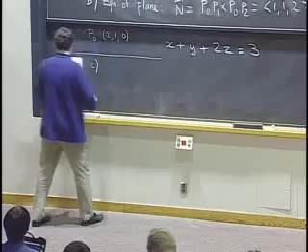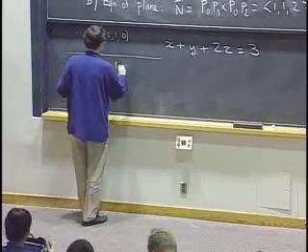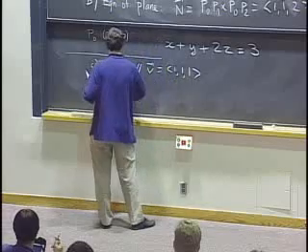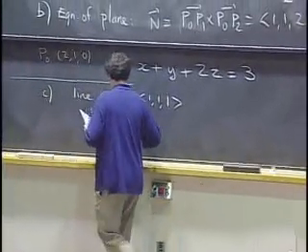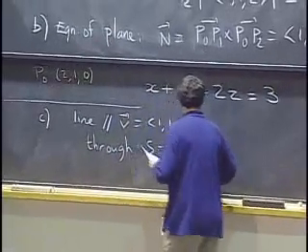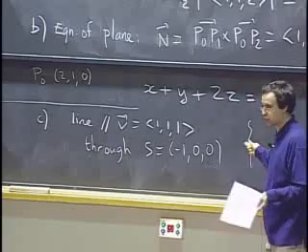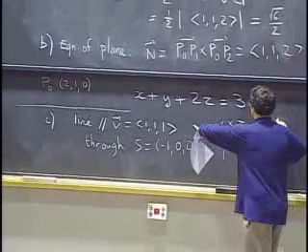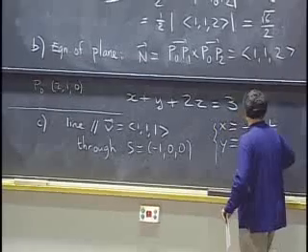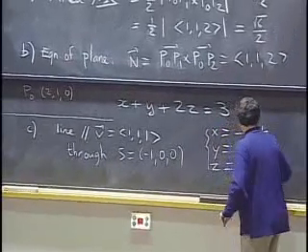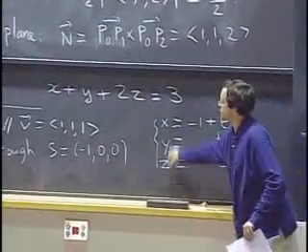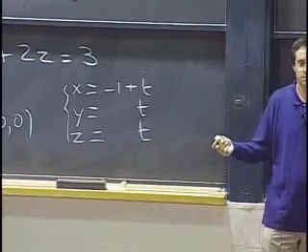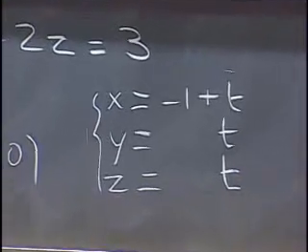And then the third part, so we have a line parallel to the vector v equals 1, 1, 1 through the point S, which is minus 1, 0, 0. That means you can find its parametric equation. Okay? So x starts at minus 1, increases at rate 1. y starts at 0, increases at rate 1. z starts at 0, increases at rate 1. You plug these into the plane equation, and that will tell you where they intersect. Is that clear? Okay?